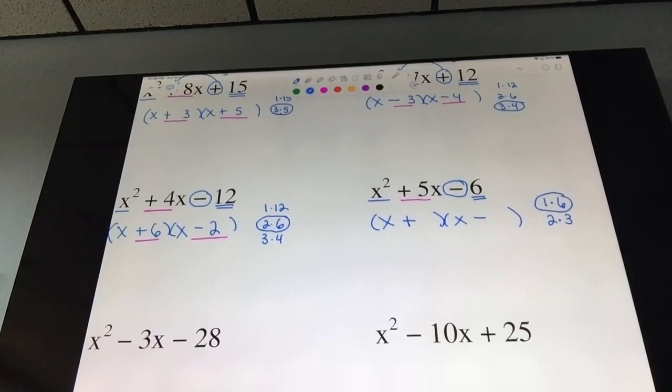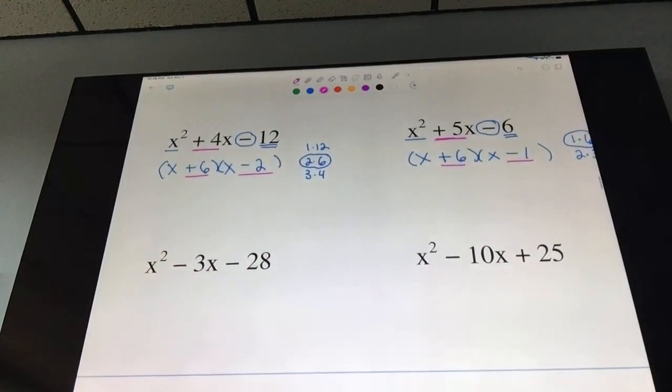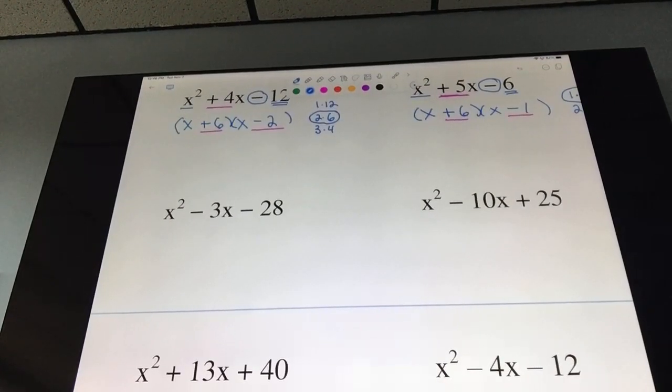If I want +5, which number goes with the plus? 6. And then 1. And then again, +6 and -1 should give me +5. So you can double check yourself. So you got to know your multiplication. You got to know your addition and subtraction. Make use of your calculator if you need to, though.